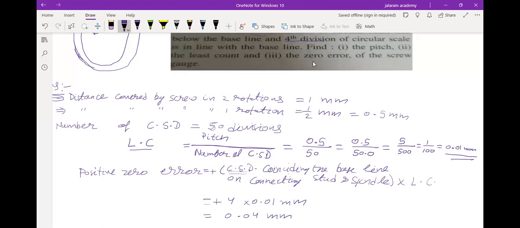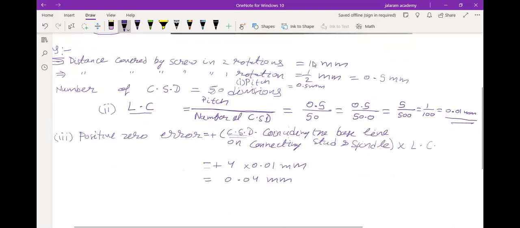So in the first part we have to find the pitch. After calculating, write the pitch also. Pitch equals 0.5 mm. This is the first answer. Second, least count. Third, positive zero error. Is that clear to everyone? Now write all the answers together at the end, otherwise 1 mark will be deducted. Always write the answers at the end.